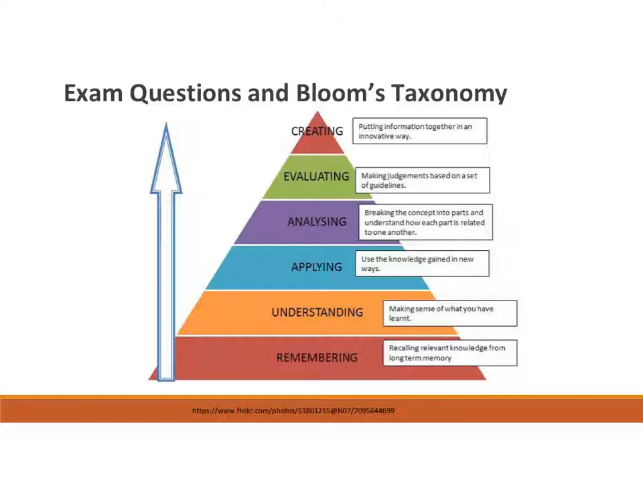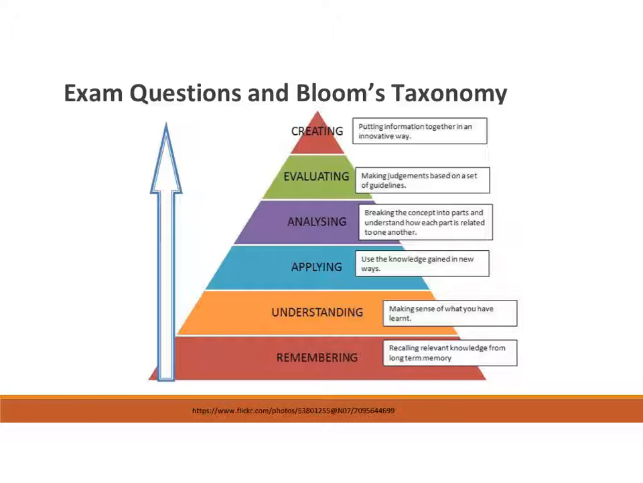He further broke down the cognitive domain into 6 different categories, from the lowest level thinking skills that take the least amount of skill to answer a question or to learn, all the way up to the very highest level and most complex level of learning.